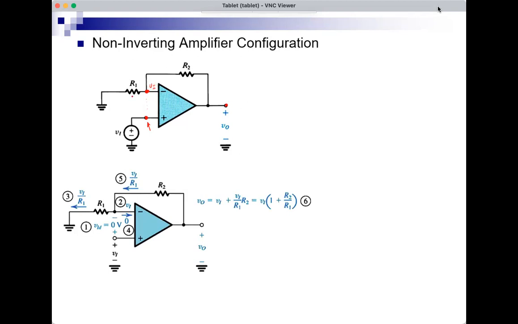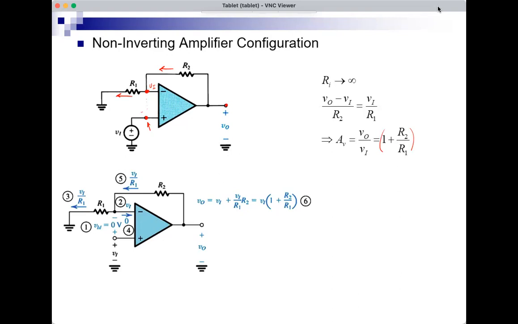And now I can find this current. It will be VI over R1. And this is equal to this current, which is VO minus VI over R2. So VO minus VI over R2 is equal to VI over R1. And that gives me another famous expression for gain in this case. The gain for the non-inverting op amp amplifier configuration: 1 plus R2 over R1. So at least 1, and it's positive.